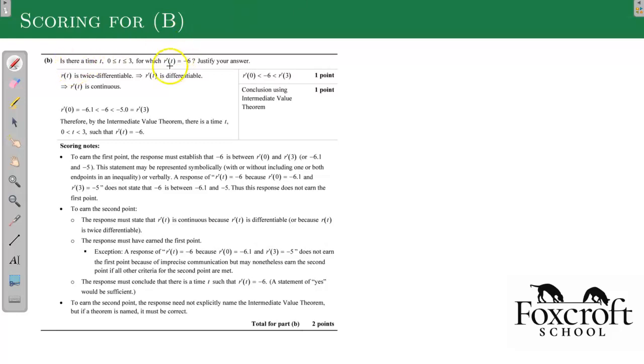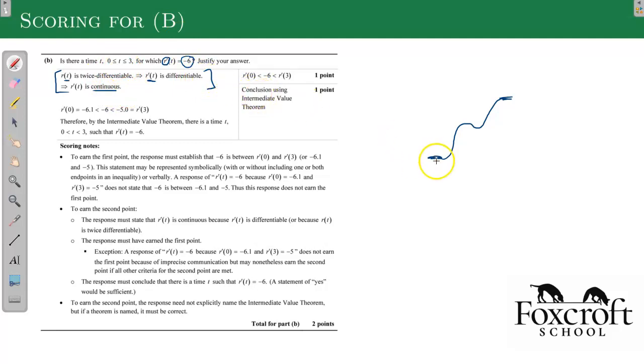Is there a time when r prime of t equals -6? Justify your answer. So this one, we're asking if the function itself is equal to something, so this is when the intermediate value theorem comes up. Remember, if we have a lower value and an upper value, we have to hit everything in the middle. The condition for the intermediate value theorem is that your function has to be continuous. That's why this first sentence is important. If my function is twice differentiable, then its derivative exists and is differentiable, and if something's differentiable, it's continuous. So that first sentence means I can use the intermediate value theorem.